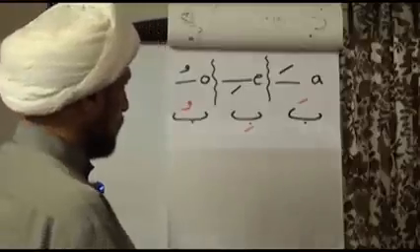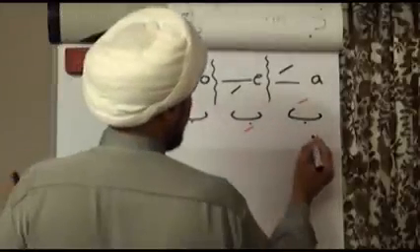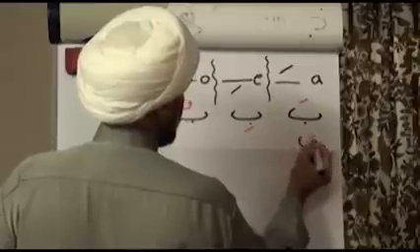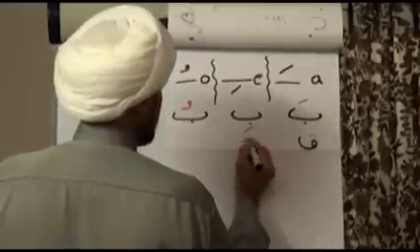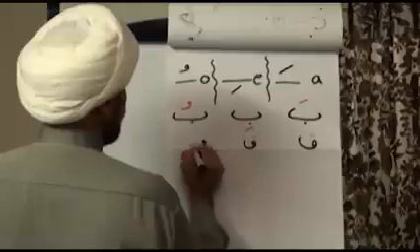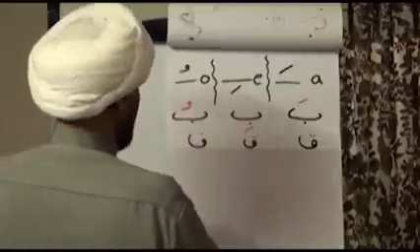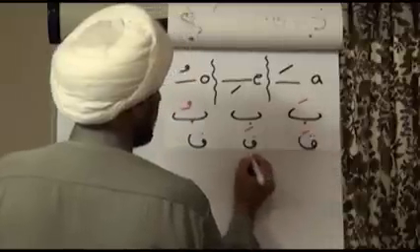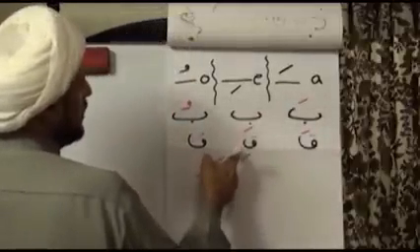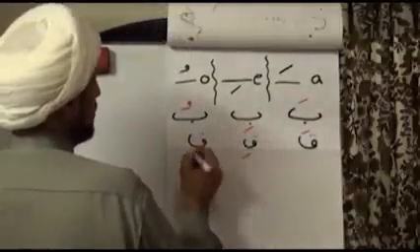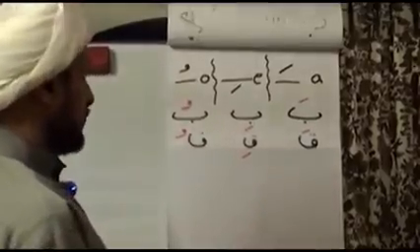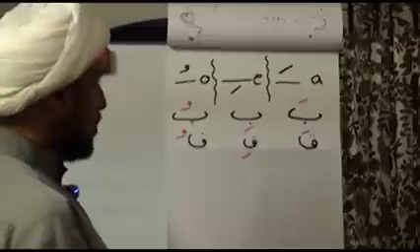If I want to put it on another letter, like let's say qaf, so we will have qa, qi. This is this sign, this qaf sign, not this one. Qu. This is short vowel. Now let's see the long vowel.